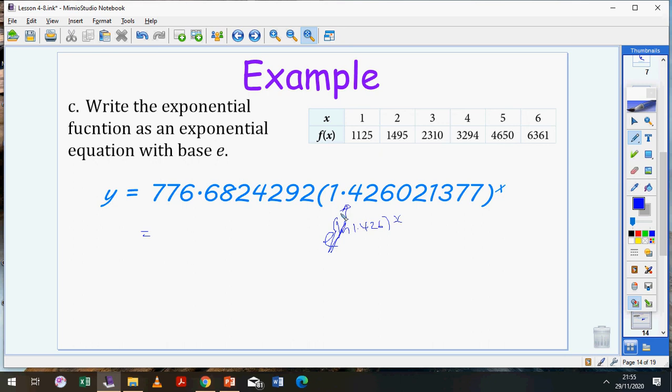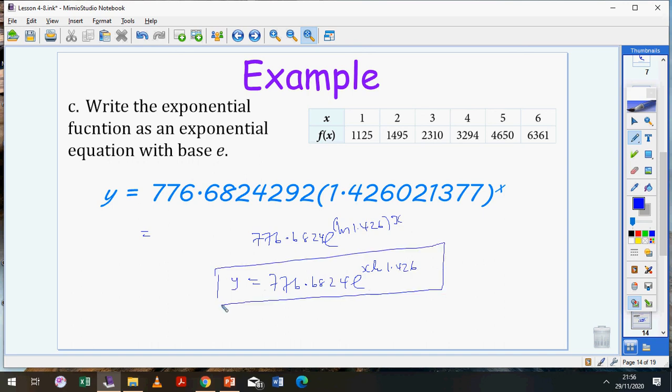So if they want me to write it in terms of an exponential equation with base e, then I can just introduce natural log, and then my equation will look like this. So I'll have 776.6824 times e to the natural log 1.426 times x. So my answer is 776.6824 e. If you want, you can put the x in front of the natural log 1.426 so that you're not confused about what you're multiplying the x with. So it's the same thing if I do it like this.